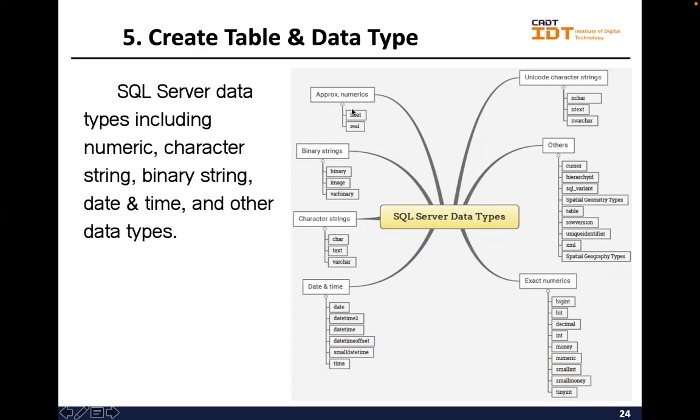Approximate numeric has float and real. For exact numeric, it has bigint, int, decimal, money, etc. Tinyint is Boolean; you can assign true or false into this field. Date is assigned only in that format: it takes year, month, and day, no time. So if you want to include the time, you have to use datetime.